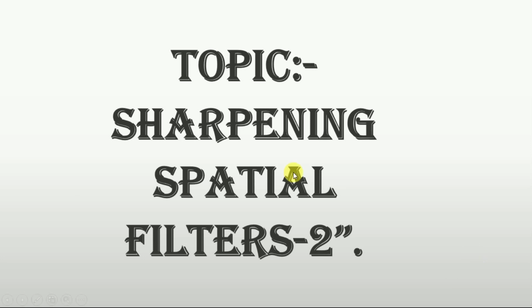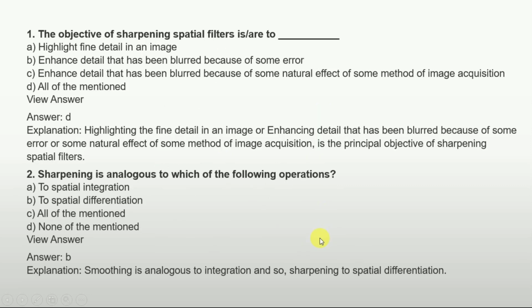Now our new topic is sharpening spatial filter part 2. The objective of sharpening spatial filters are dash: highlight fine details in image, enhance detail that has been blurred because of some error, enhance detail that has blurred because of some natural effect, and all of the mentioned. So the answer is all of the mentioned.